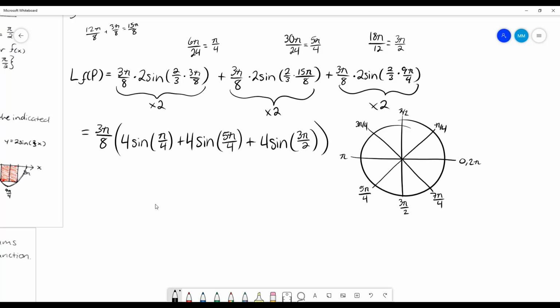Okay, so now we've got 4 times sine of pi over 4. Sine of pi over 4 is square root of 2 over 2. So it's going to be 4 square root of 2 over 2, or just 2 square root of 2.